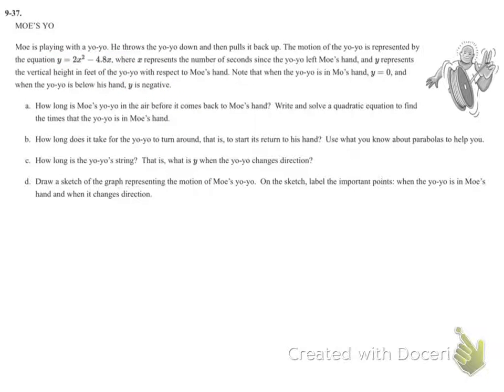So when we take a look at the first problem, part A, we want to solve that quadratic to find the time the yo-yo was in his hand. So I'm going to take this equation and set it equal to 0, so I'm going to put 0 in for y.